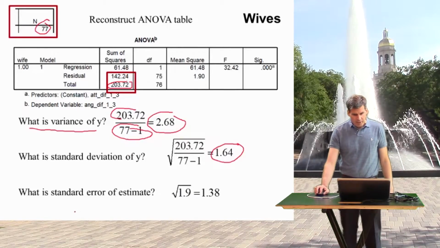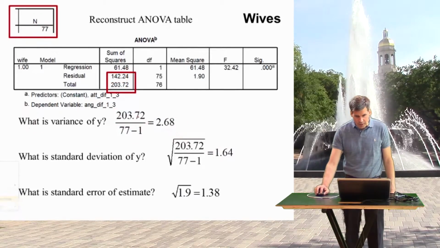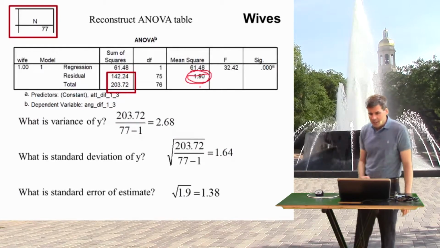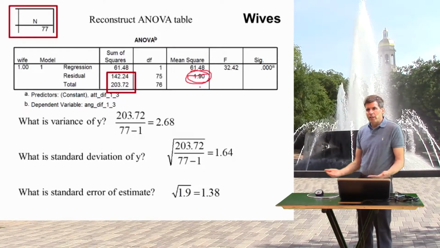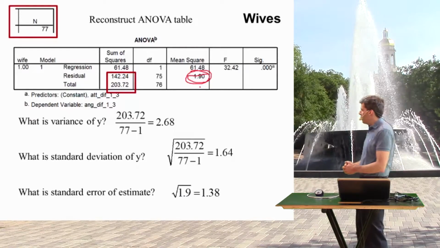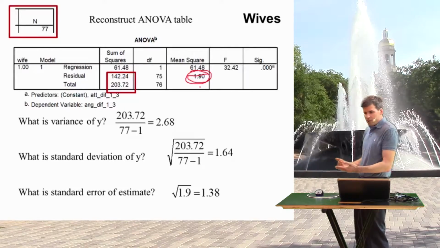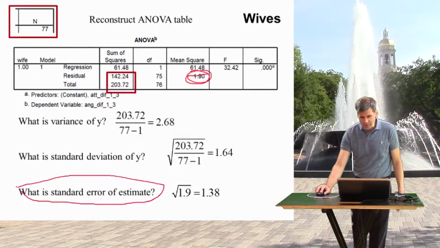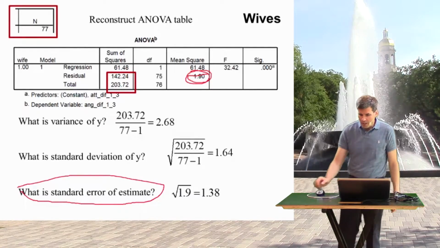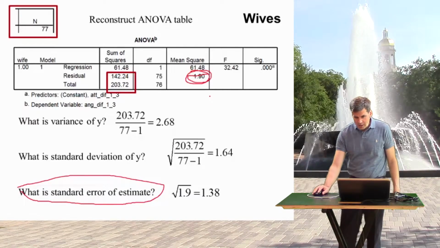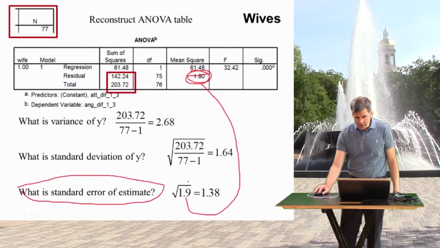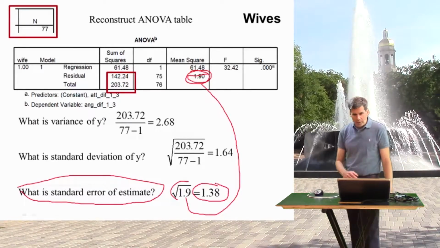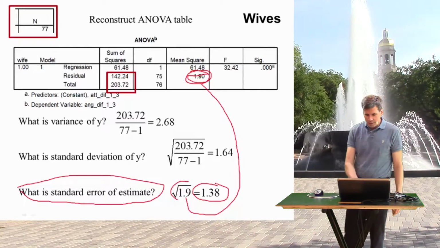Well, it's very easy to get from your ANOVA table, because the residual 1.9 here is the mean squared residual, or mean squared error. It's the typical squared error. And to go from the mean squared error to the standard error of estimate, we just take the square root. The standard error of estimate is simply the square root of your mean squared error. So I simply take 1.9 and take the square root of that, and I get 1.38. And so I can calculate the standard error of estimate just from my ANOVA table.